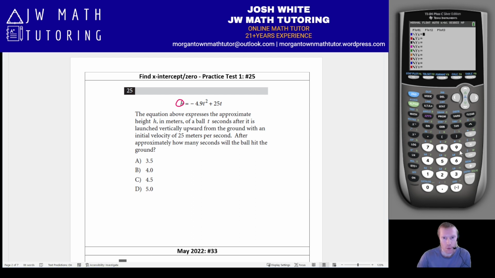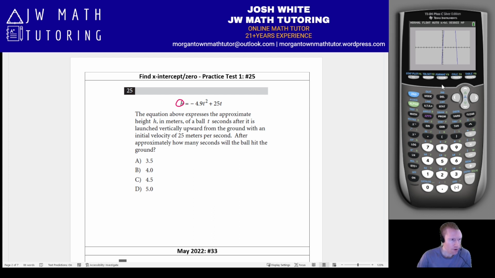So I'm just going to go to the y equals screen. I'm going to enter in my function to graph, except I'm going to use x instead of t. So it's negative 4.9x squared plus 25x. We'll go ahead and graph that out. I shouldn't need to change my viewing window since all these values here are between 3.5 and 5.